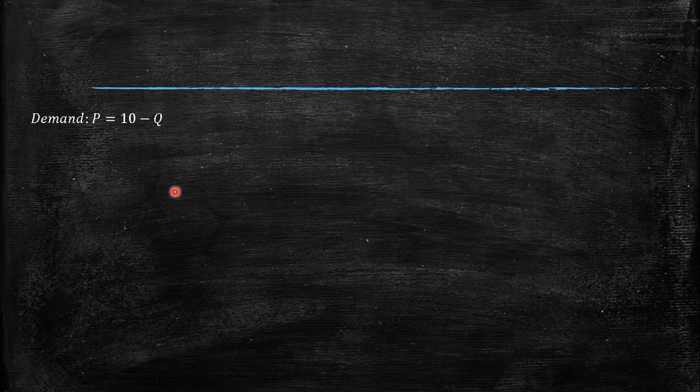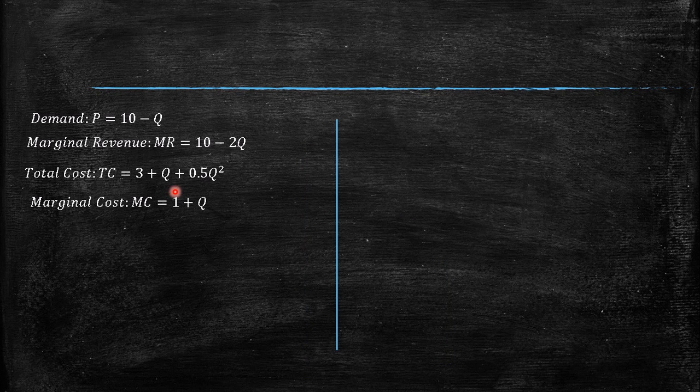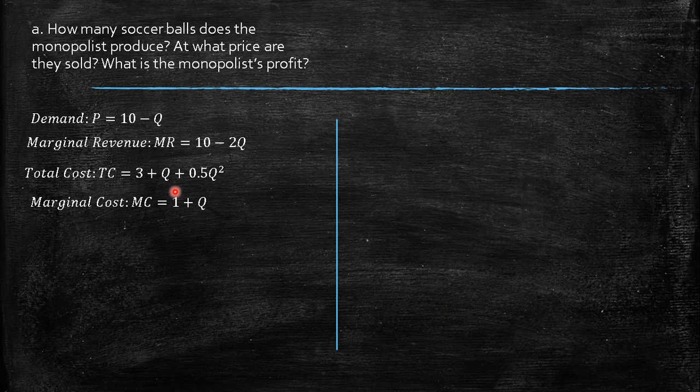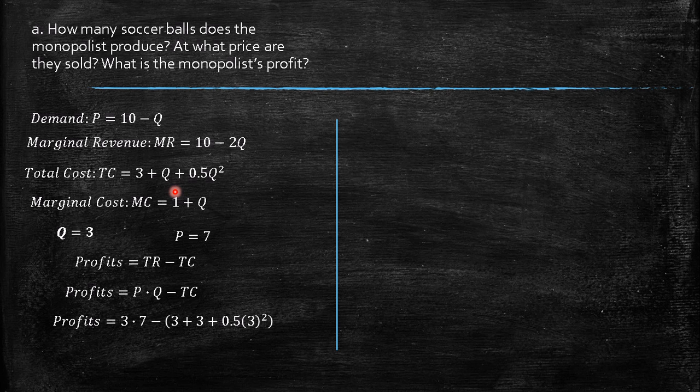Then the other question says how many soccer balls does the monopolist produce, what price are they sold at, and what is the monopolist profit. On the previous slide, I just didn't find the profits. So then the profit should be equal to total revenue minus total cost. So remember, total revenue is equal to P, price, times Q, minus total cost. So here we have the price should be 7 and the Q should be 3.